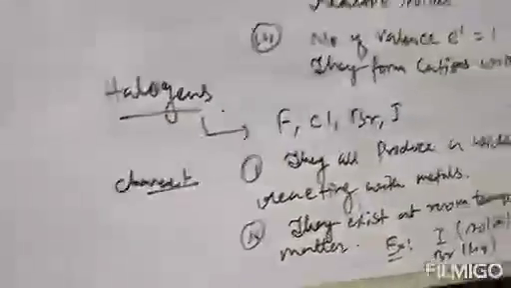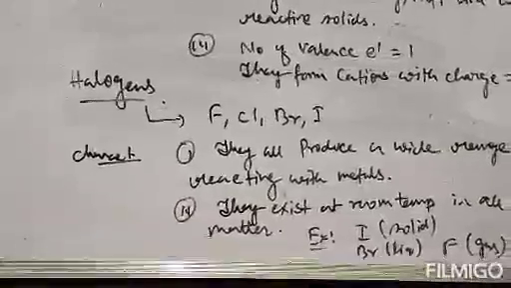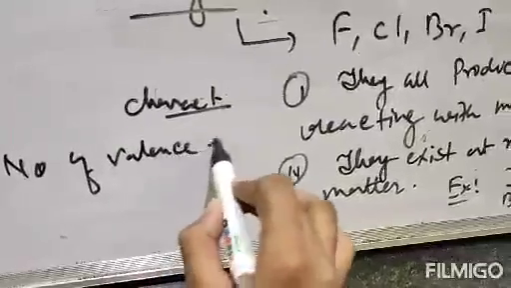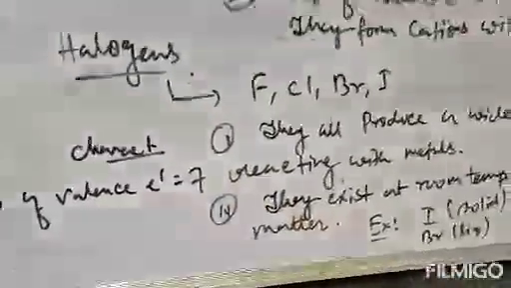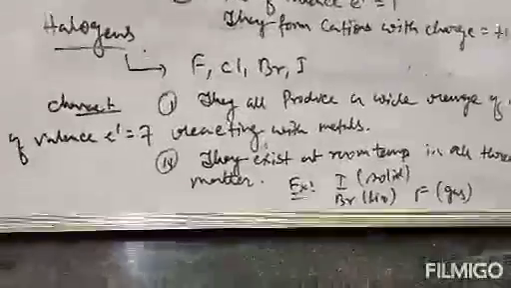Last characteristic, number of valence electrons. Group 17 elements, halogens, have a total number of valence electrons of 7.